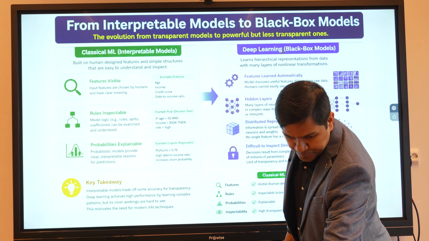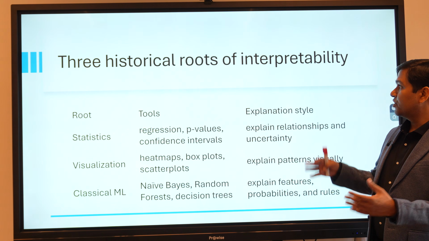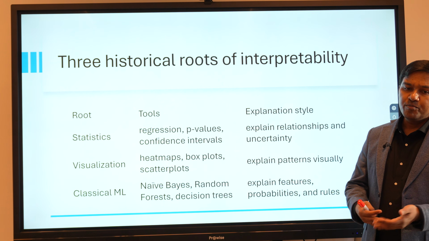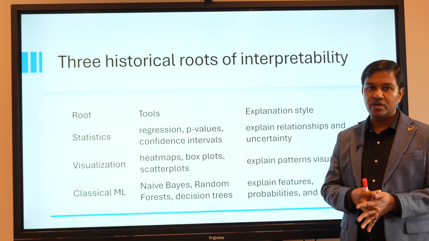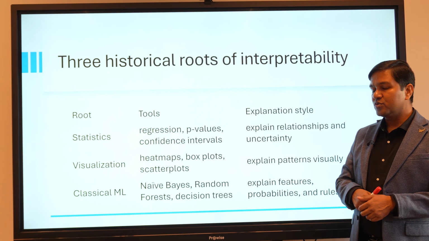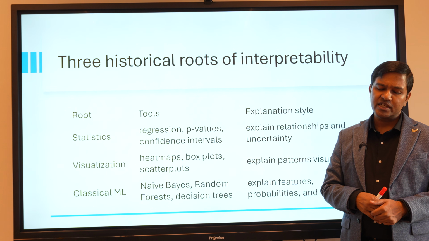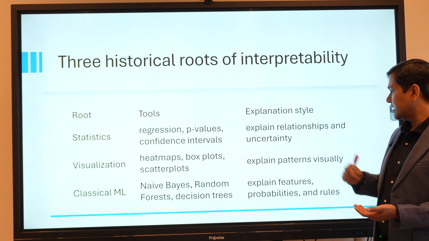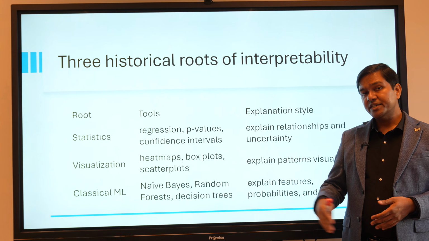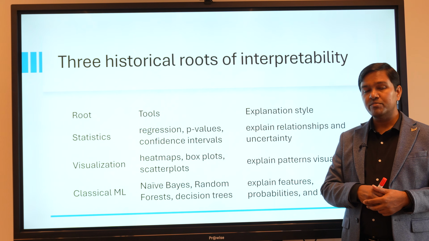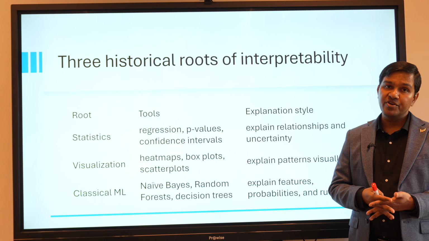So in a nutshell, modern interpretability has historical roots. For example, statistical tools like regression, p-value, and confidence interval have a style of explaining; they can explain relationships and uncertainty very well. Visualization tools like heat maps, box plots, and scatter plots can explain patterns visually very well.